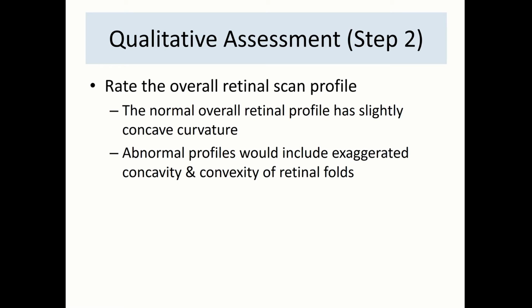So then step 2 of qualitative assessment is you rate the overall retinal scan profile. The normal overall retinal scan profile has a slightly concave curvature.